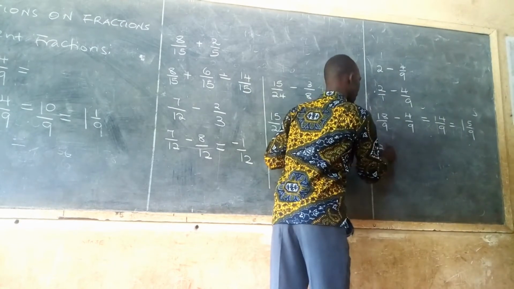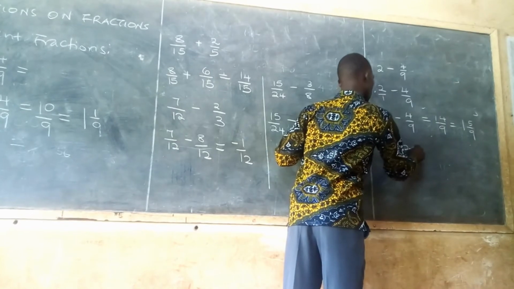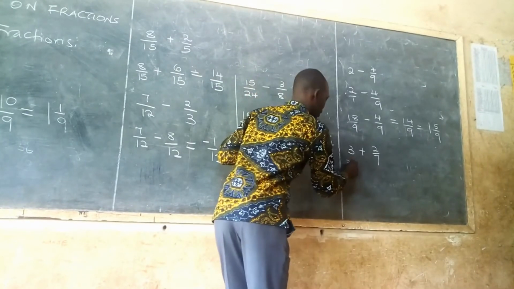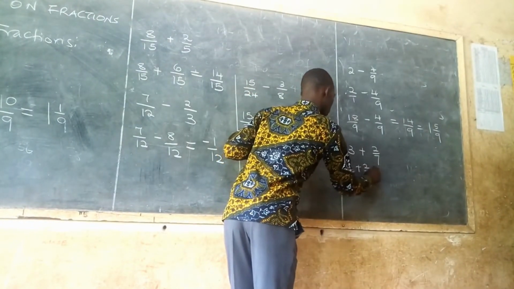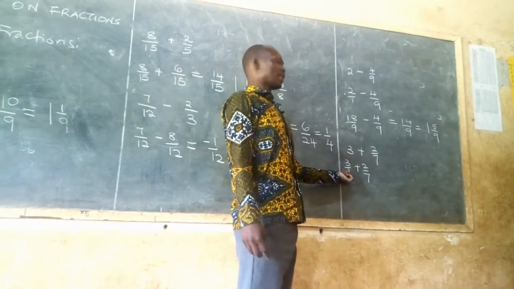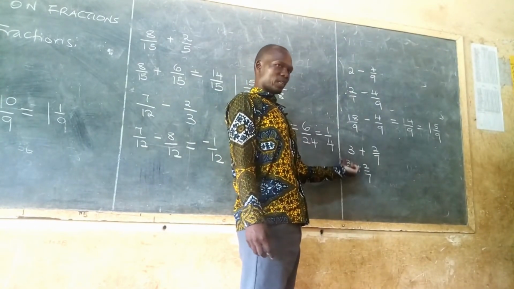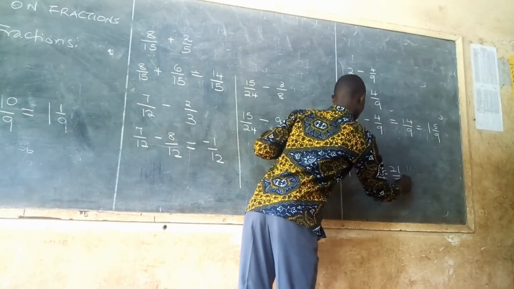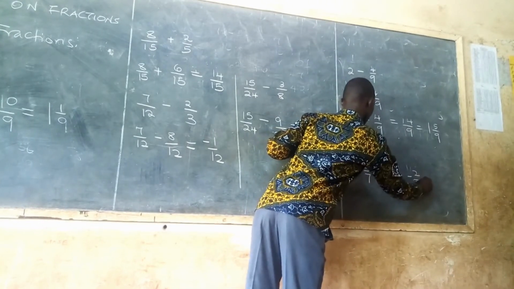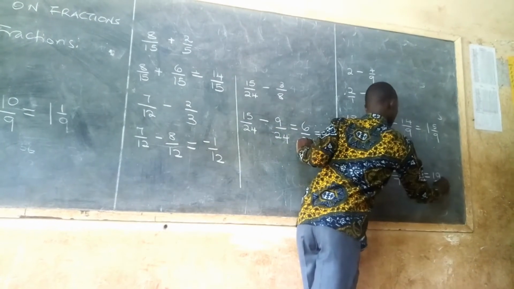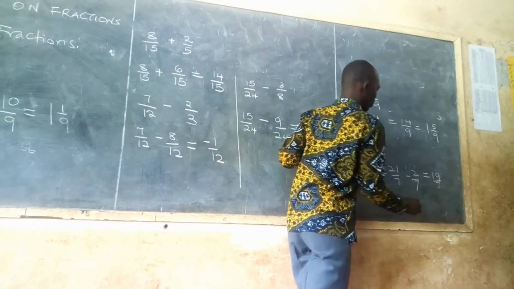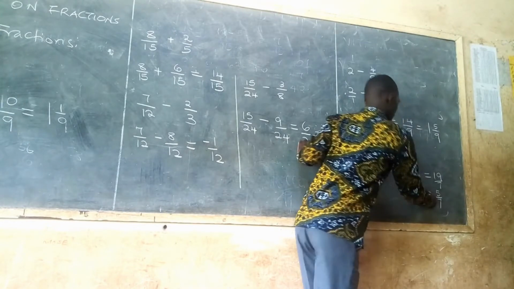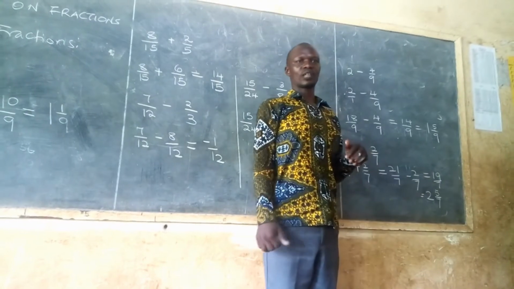You are given what is 3 plus 2 over 7. To some people it may be difficult, so the easiest way is to have it as 3 over 1 plus 2 over 7. Given that 1 is a multiple of 7, multiply the first one by 7. So you will now have it as times 7, it will be 21 over 7 minus 2 over 7. That one will give you 19 over 7. Finally, simplify to have what? To have 2 and 5 over 7. That is what I call the equivalent fractions method.